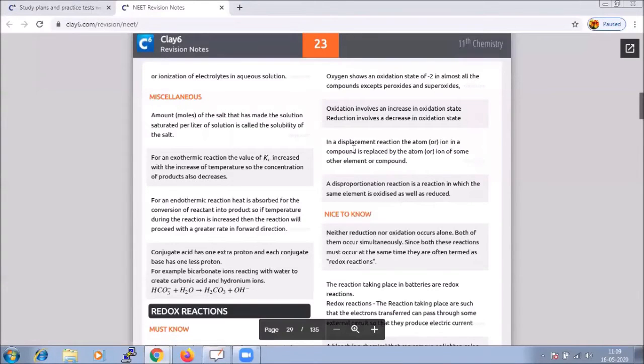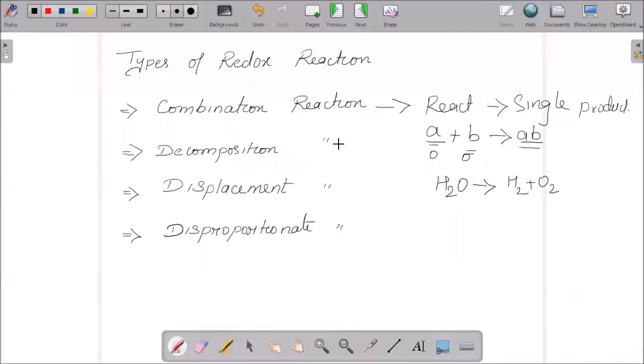And then comes the displacement reaction. In any displacement reaction, the atom or ion in a compound is replaced by the atom or ion of some other element or compound. For example, CuSO4 reacting with zinc gives us ZnSO4 plus Cu. So a displacement reaction fits here, which can be metal displacement as well as non-metal displacement. It is obvious that zinc has displaced copper. Copper had an oxidation number in the compound, but since it is in elemental form, it is 0.